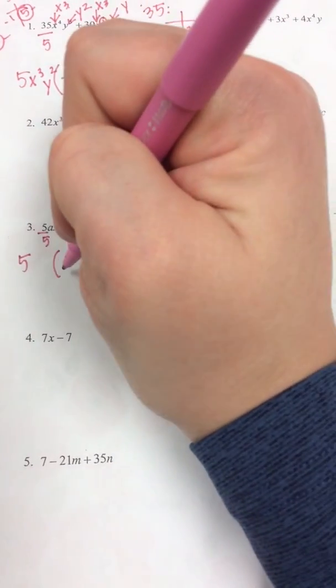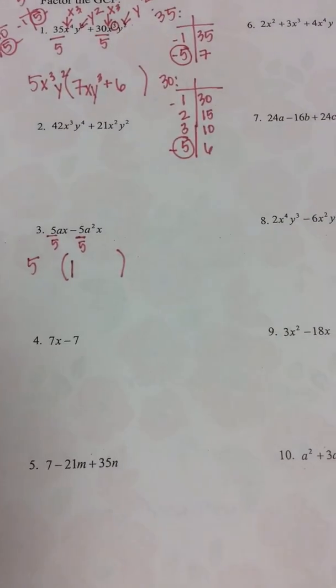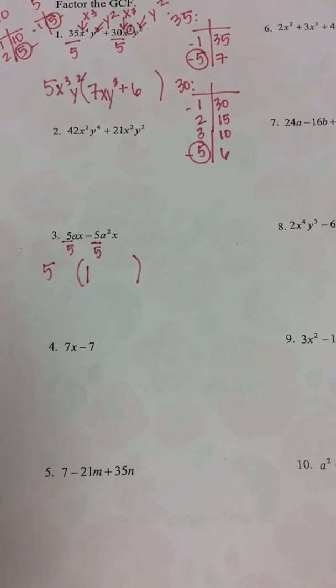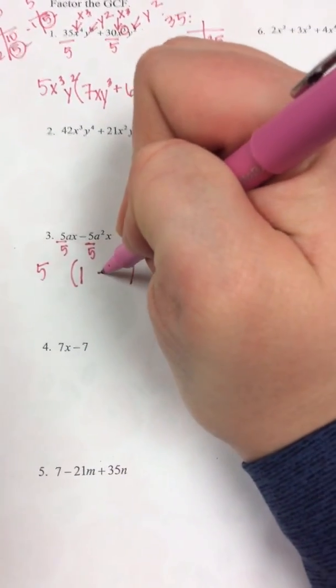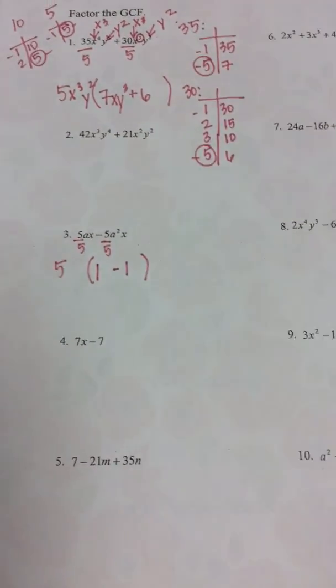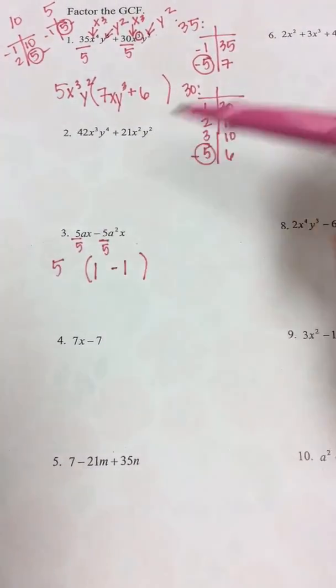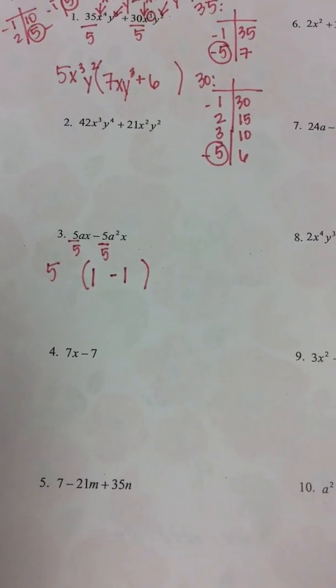5 divided by 5 is 1. Okay, you do not have to put a 1. I'm just putting it there so we know where that 5 actually went. And then negative 5 divided by 5 is negative 1. Okay, so we've gone through, we've divided, we've taken out our GCF. Now we can look at our variables.